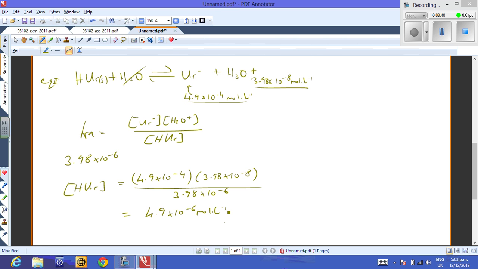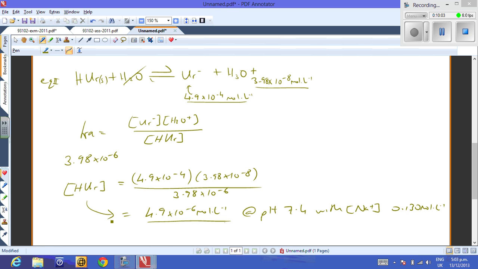Now, this number is the amount of uric acid that you have present at a pH of 7.4 with a concentration of sodium ions of 0.130 moles per liter. So that's a particular concentration you have of your uric acid.